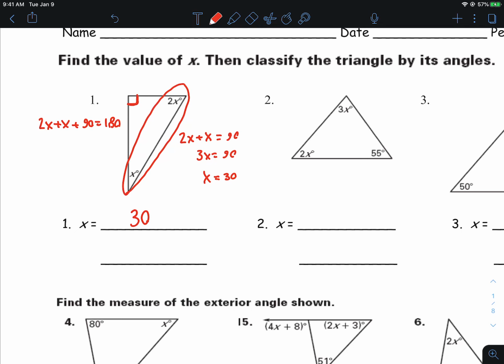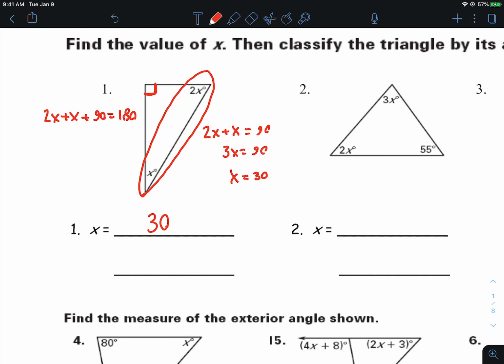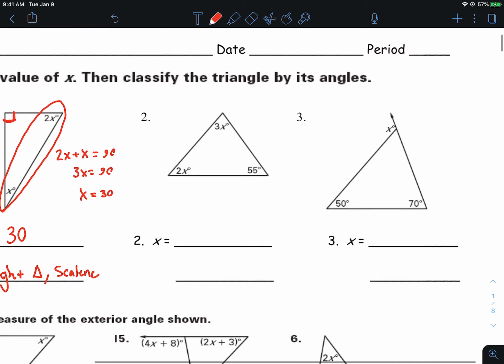Find the value of x and then classify the triangle by its angles. So of course it's a right triangle since it's got the right angle and then those are both acute. So yeah, we would say it's a right triangle. If you want to also name it by its sides here, since the two sides are different lengths, you could also call it a scalene triangle. So that'll be that right there.